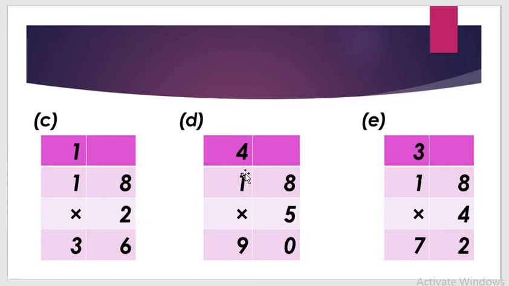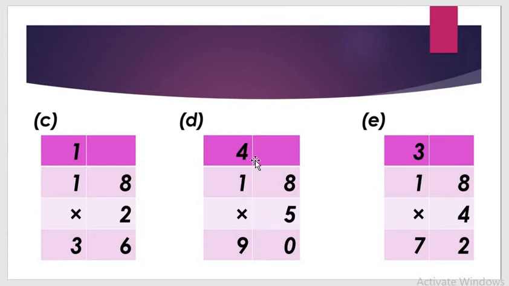Now then question number D. Question number D is what? Question number D is 18 5s. 18 5s, how many, all students? 18 5s, now step by step we do here. First of all we do 5 8s and then 5 1s. 5 8s are 40.